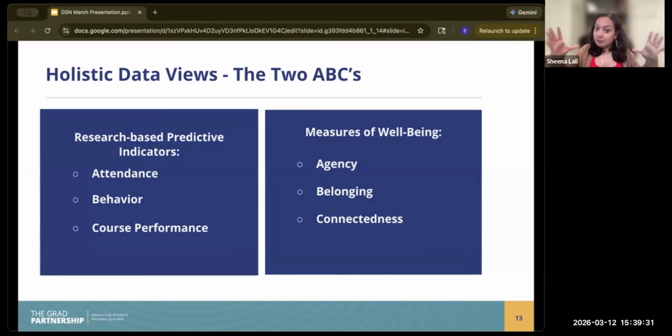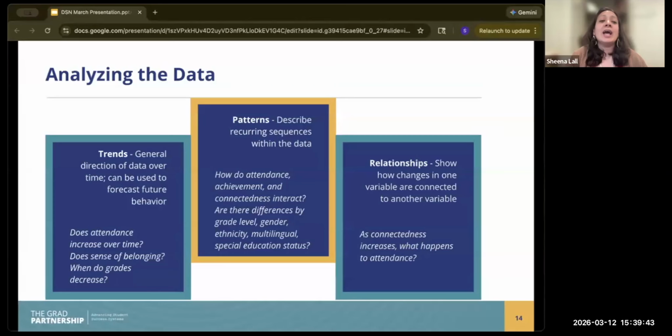And so we hope to put views together where school teams can look at attendance, behavior, course performance, and some measure of well-being to find groups that need extra support. When we ask our school teams to analyze the data, we look for trends, patterns, or some relationships. For a long time, the attendance team had been looking at attendance, the wellness team had been looking at behavior, and we are asking teams to really think about ways that we can look at attendance and behavior and course performance all together and consider the whole child.